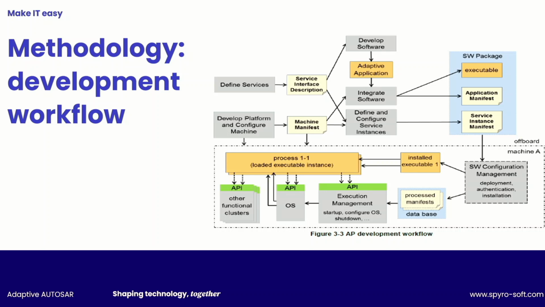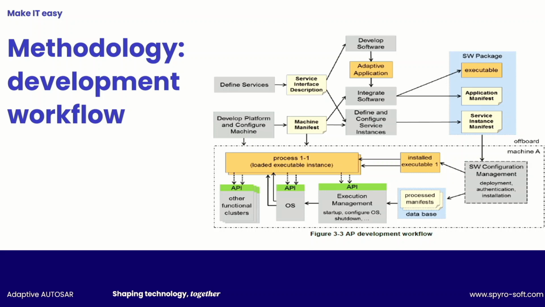Then in parallel we start to develop the platform and configure the machine, and we get the machine manifest file, and this manifest file will be deployed later on our platform. And then also the machine manifest file and service interface description are used as an input to create the service instance manifest, used to set up some IP communication if it is the case. And like that we get the software package components.